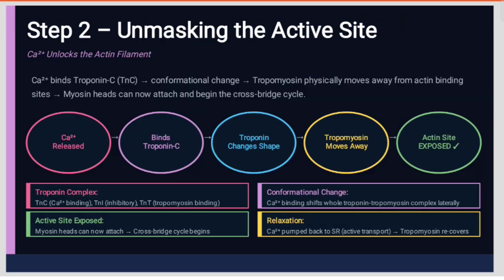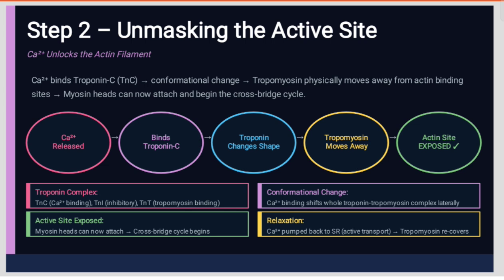Now this slide shows the active site of the actin filament. Imagine a stage where the performer is hidden behind a curtain. Calcium is a stagehand pulling the curtain aside. The moment the curtain moves, the performer, the actin binding site, is revealed and the show begins.